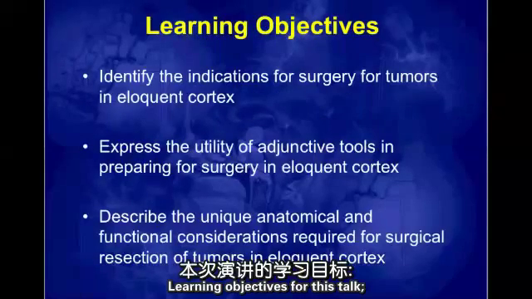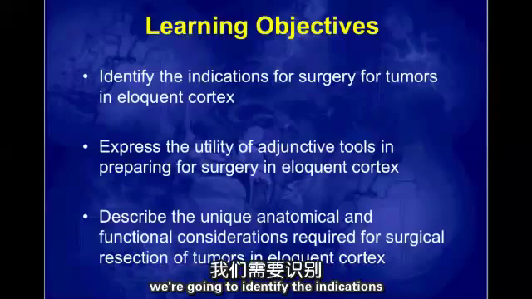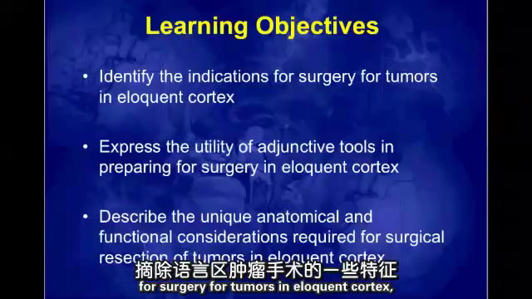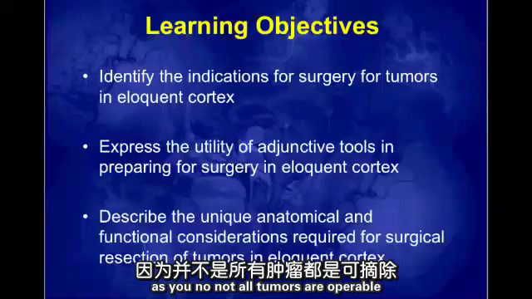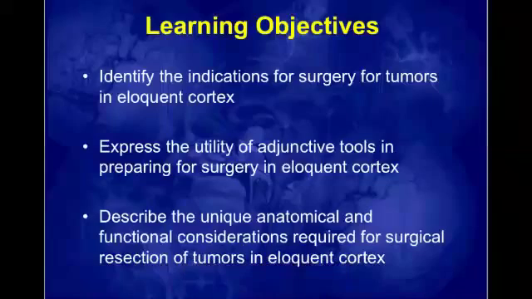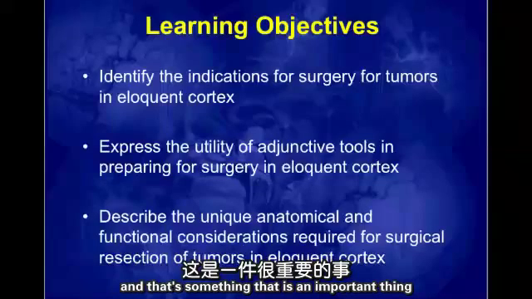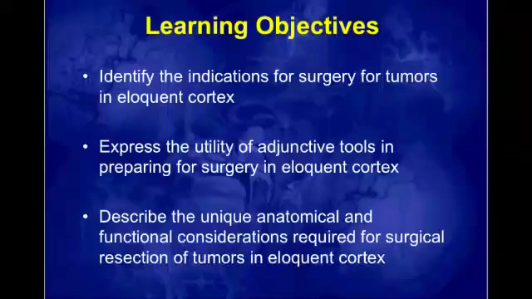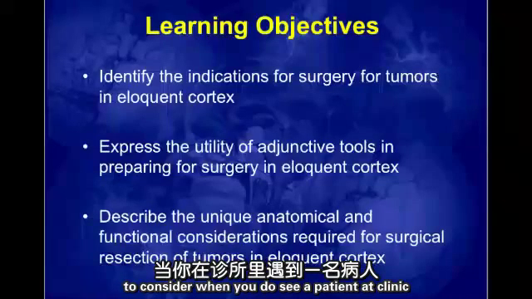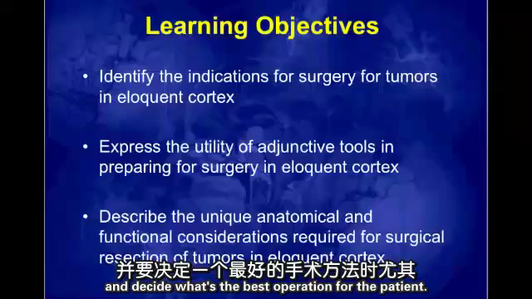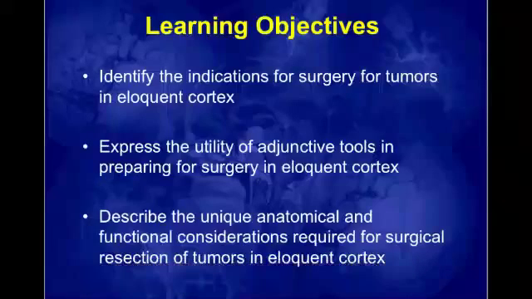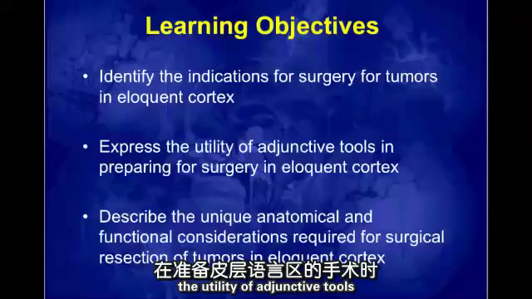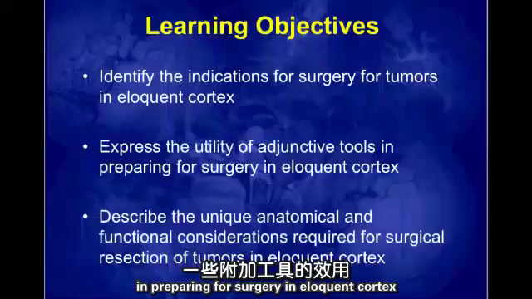Learning objectives for this talk: we're going to identify the indications for surgery for tumors in eloquent cortex. As you know, not all tumors are operable or should be operated on, and that's an important thing to consider when you see a patient in clinic and decide what's the best operation for the patient.